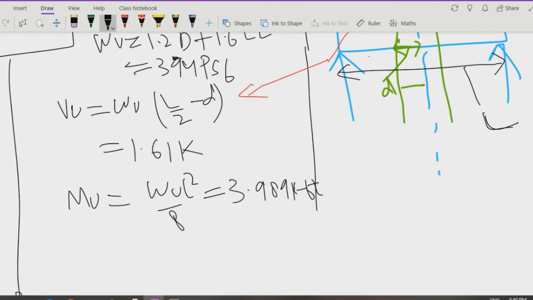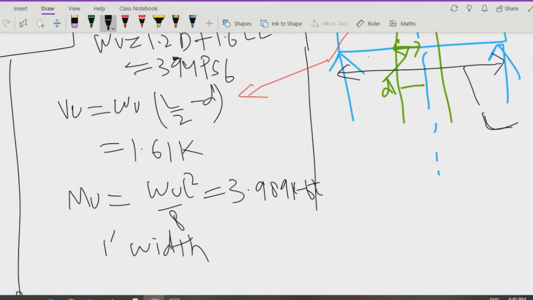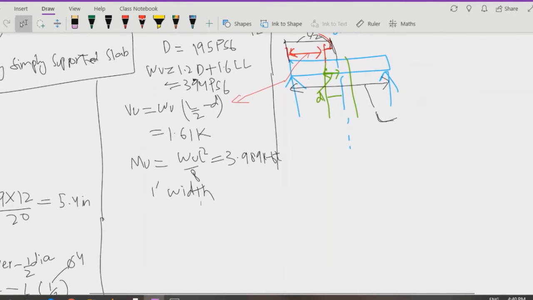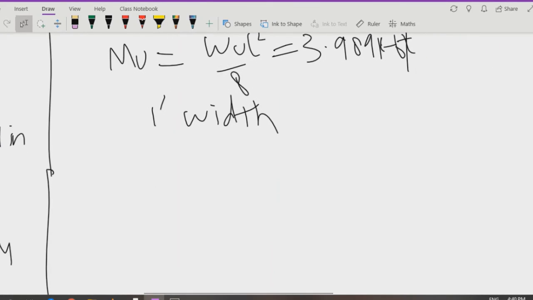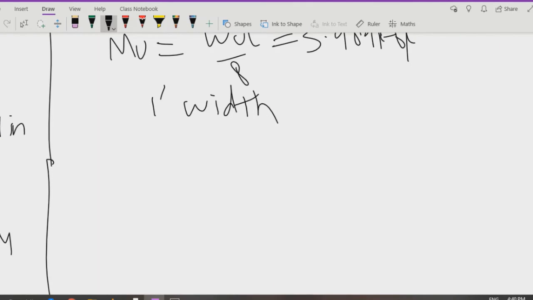k into feet. Remember one thing, we are doing all this procedure for 1 feet width. So by designing the whole thing for 1 feet, we are actually designing for almost the whole slab. This concludes our step number 2. Now proceeding towards step number 3.